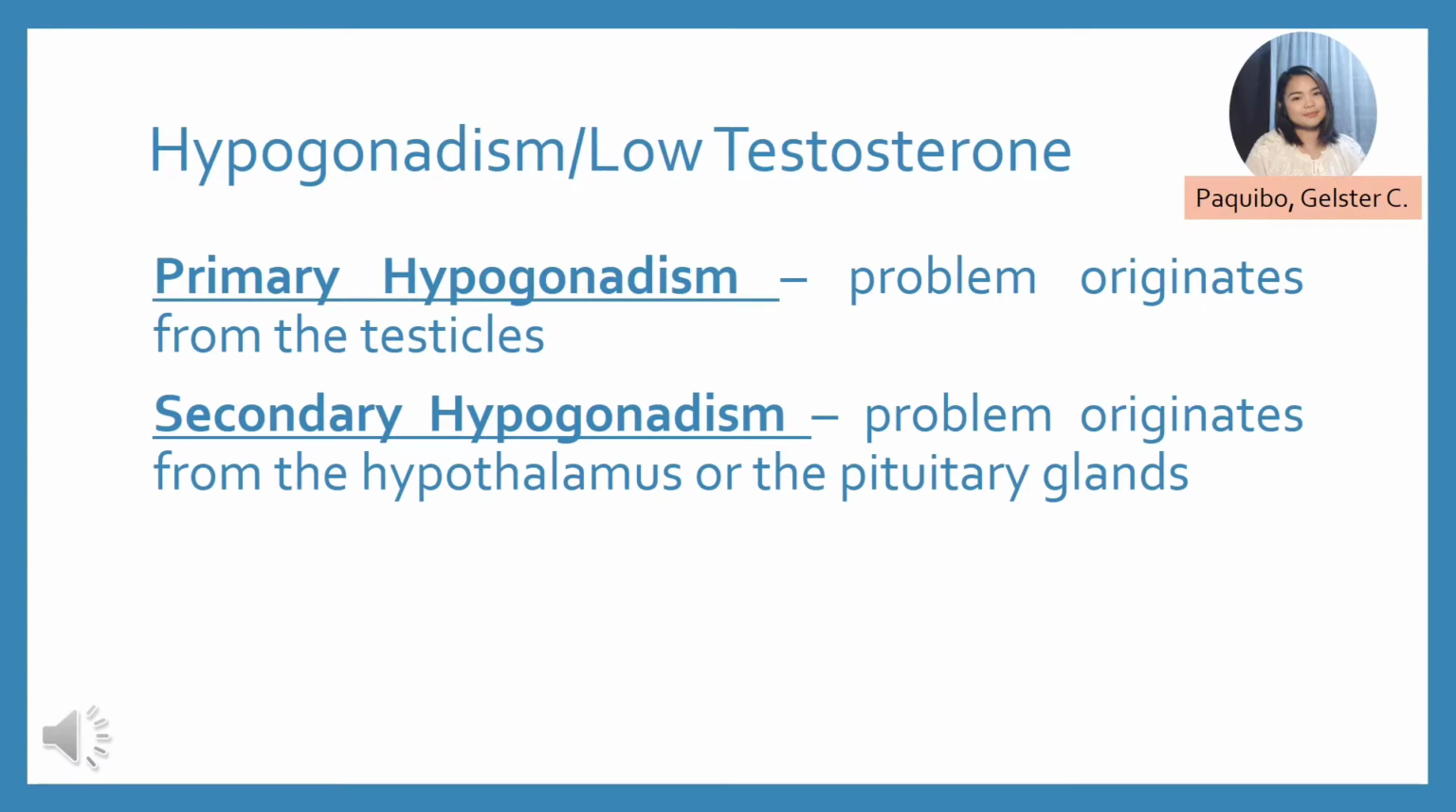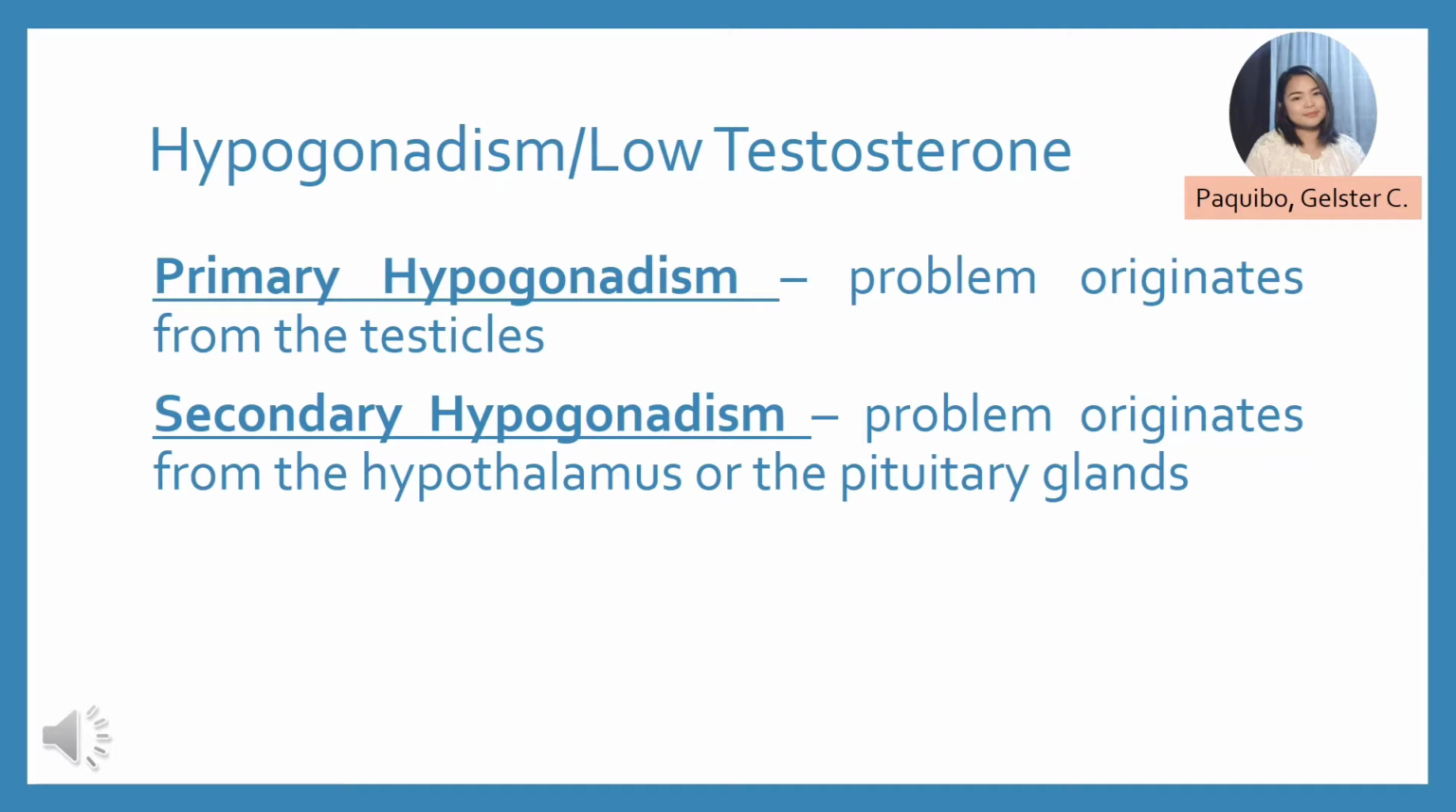Male hypogonadism means the testicles don't produce enough of the male sex hormone testosterone. There are two basic types of hypogonadism. First is primary hypogonadism. This type of hypogonadism, also known as primary testicular failure, originates from a problem in the testicles. Next is secondary hypogonadism. This type indicates a problem in the hypothalamus or the pituitary gland, parts of the brain that signal the testicles to produce testosterone.